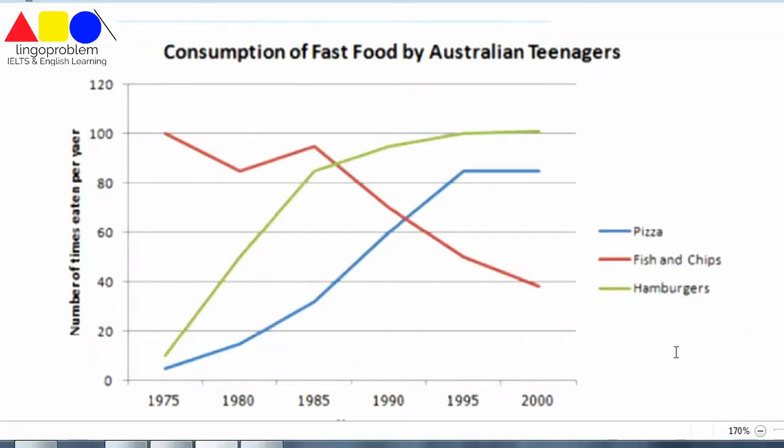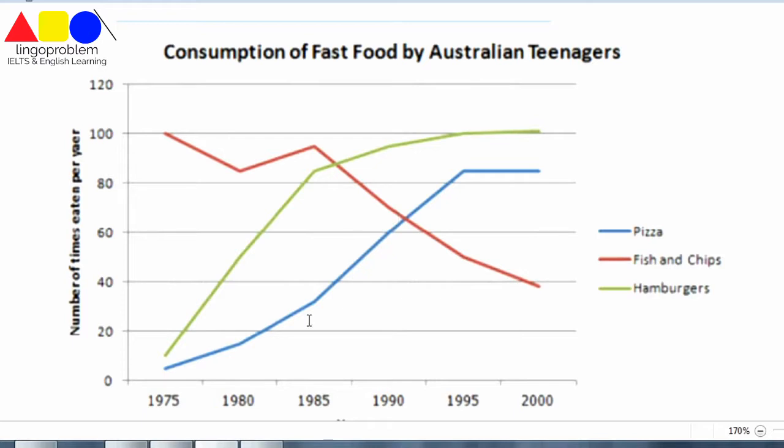Okay, now look at step number 2, and this step is called writing the overview, or giving the overview of the graph or chart or diagram. But in this step you are not actually going to write any facts and figures, but in this overview, you're just going to say something about the overall trend of your graph.